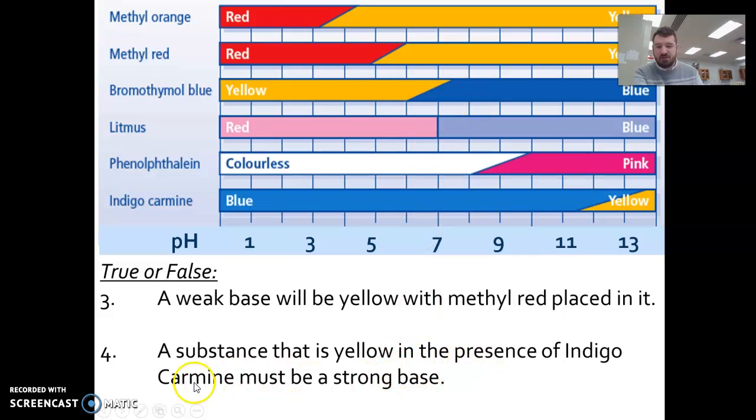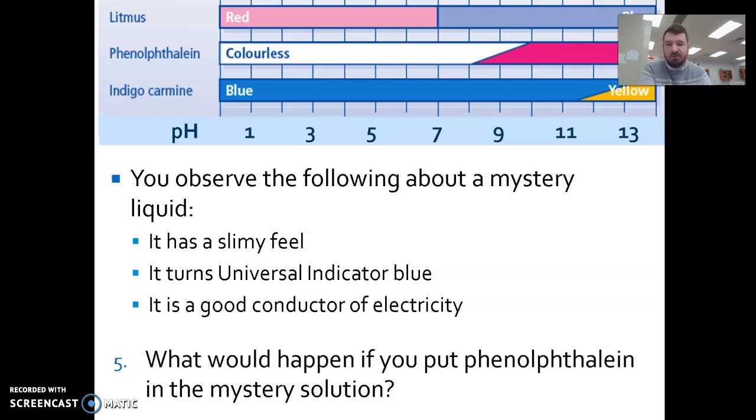And the substance in the presence of indigo carmine must be a strong base if it's yellow. That would be true or false depending on how you want. Indigo carmine does indicate we have a strong base, but we could have a base with a pH of 11 that, if you wanted to argue was strong, could possibly be considered correct.